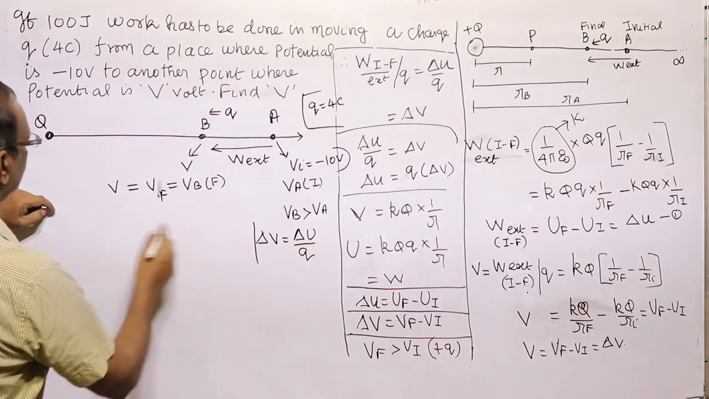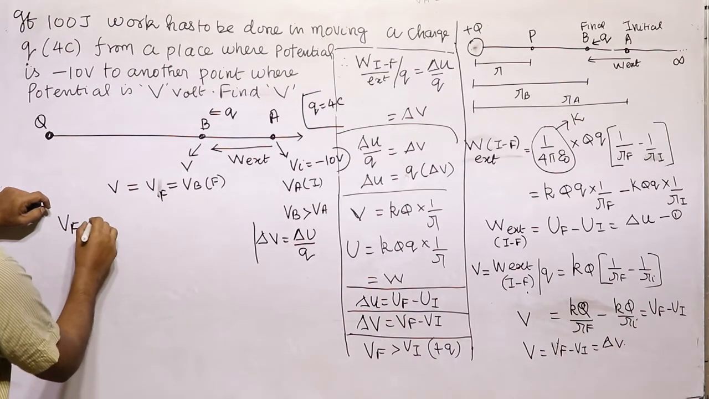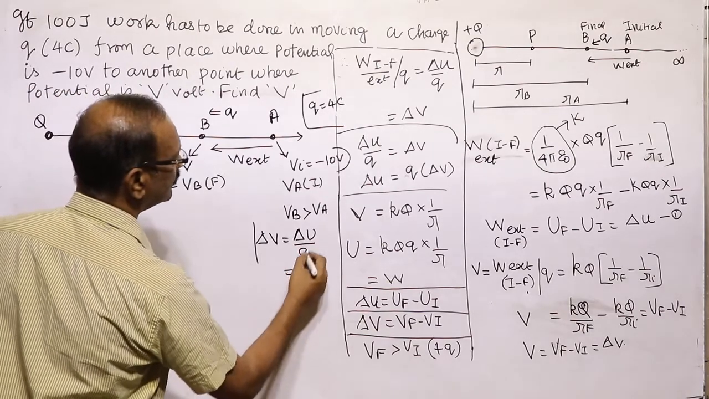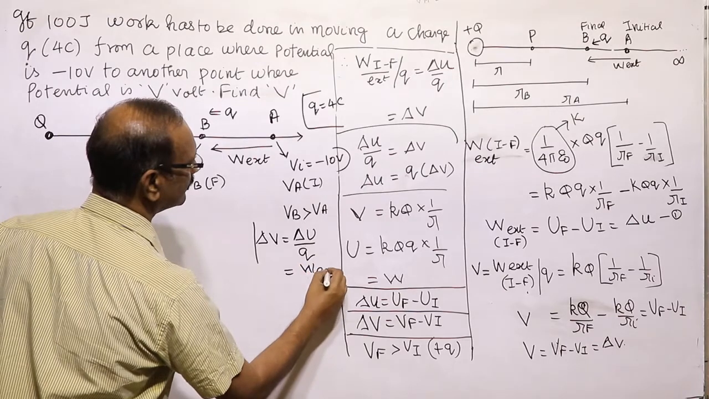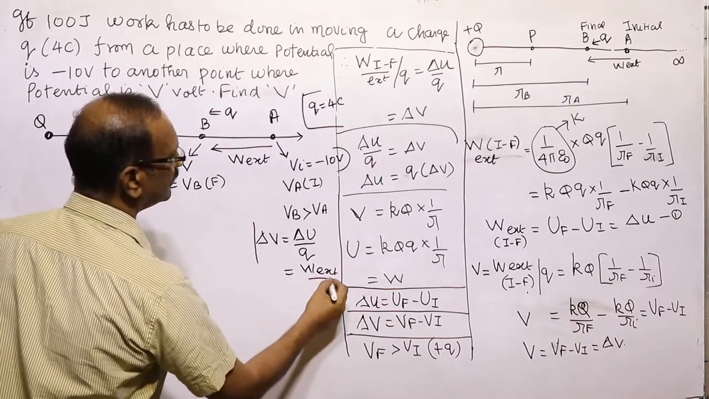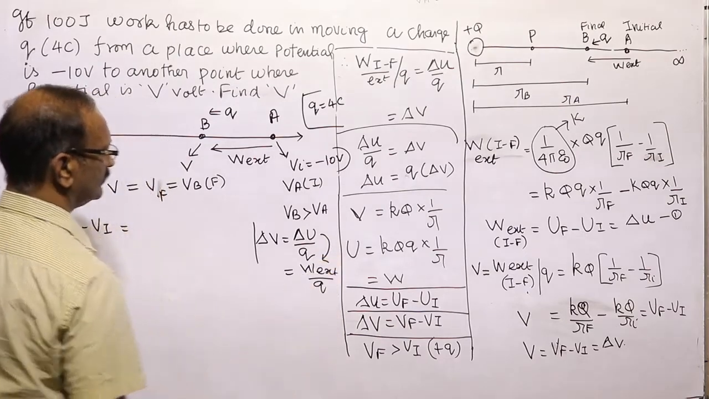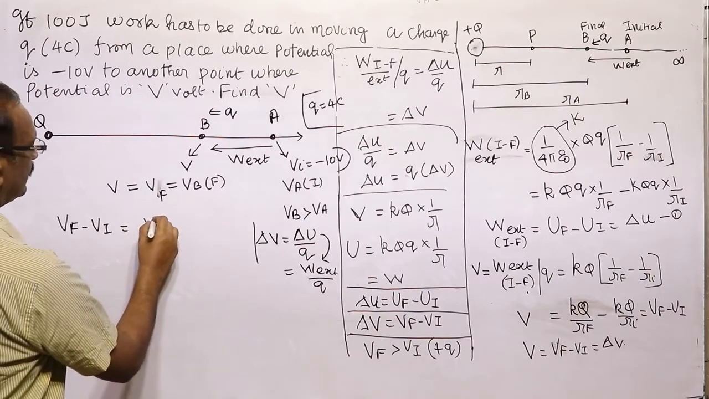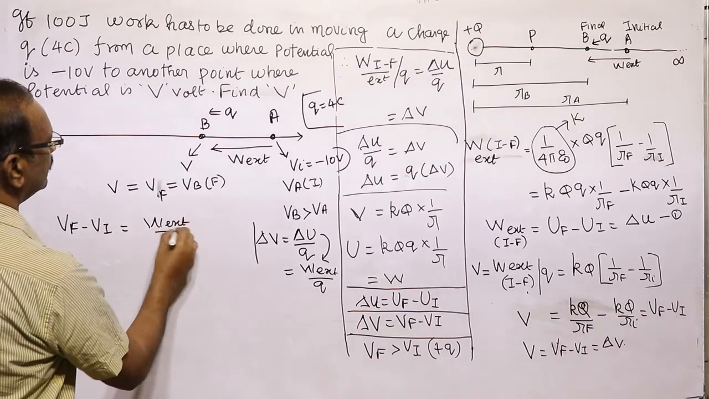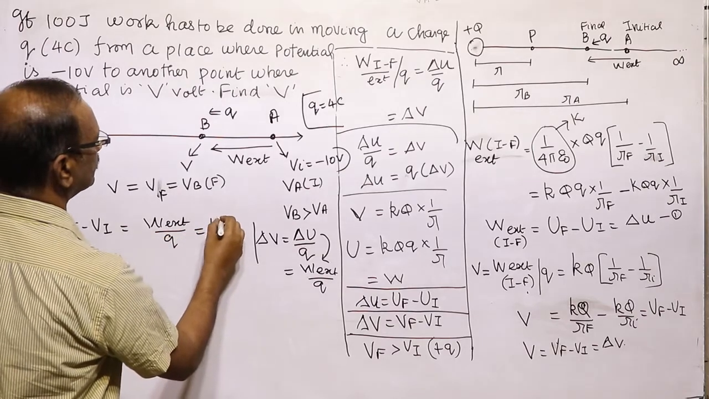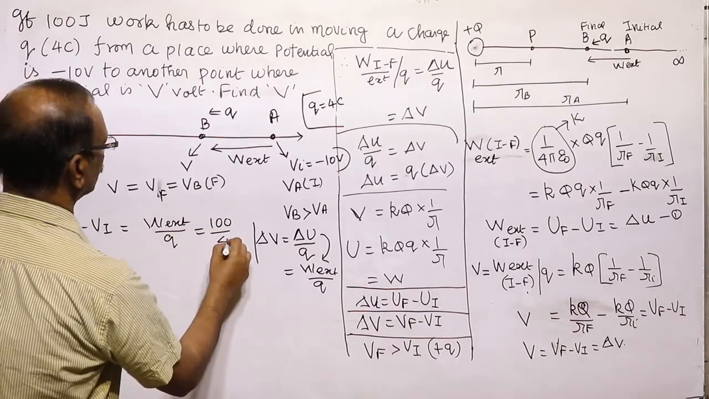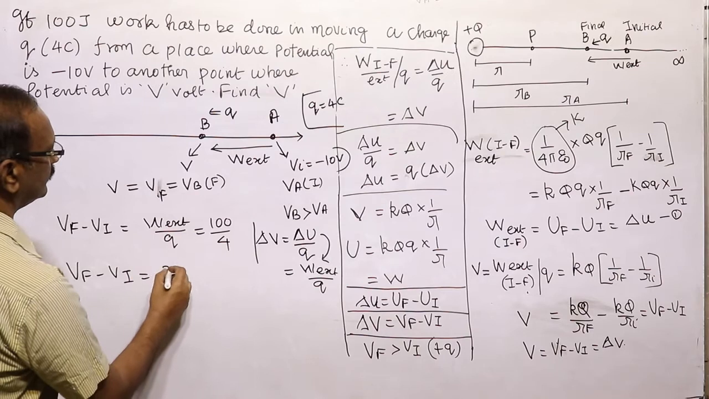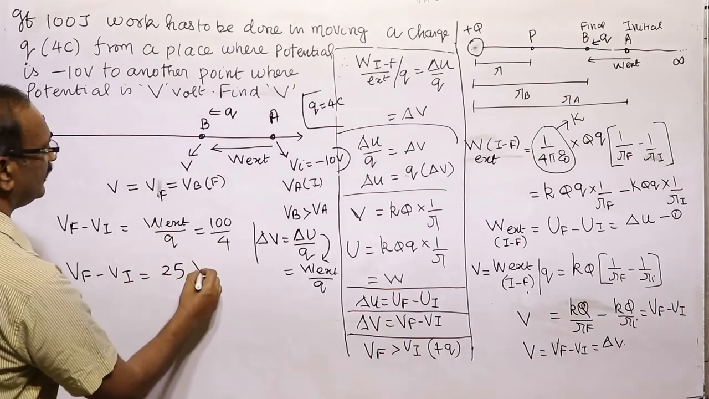Change in potential means what? Potential final minus potential initial, that is change in potential, is equal to change in potential energy divided by Q. Change in potential energy is nothing but the work done by the external agent in bringing A to B, divided by Q, because both are equal. Work done is already given, 100 joules. So work done by external divided by Q is 100 joules divided by 4. Therefore V final minus V initial is equal to 25 volt.